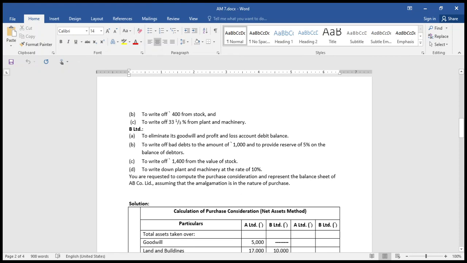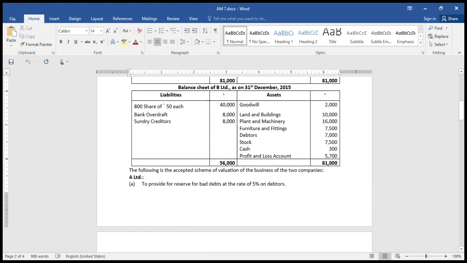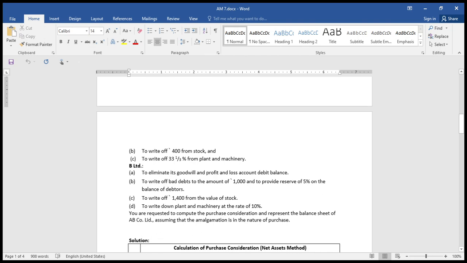Next, to write off bad debts to the amount of rupees 1,000 and to provide reserve of 5% on the balance of debtors. So two adjustments are to be made to the debtors. What is the book value of debtors in case of B Limited? 7,000. On 7,000, we must deduct 1,000 towards a new bad debt. So what will be the remaining balance? 6,000. Out of 6,000, again 5% should be provided as new RBD. So two deductions should be made: debtors 7,000 less 1,000 towards new bad debt less new RBD at the rate of 5%.